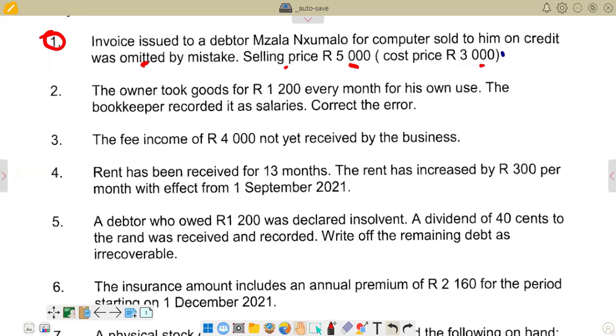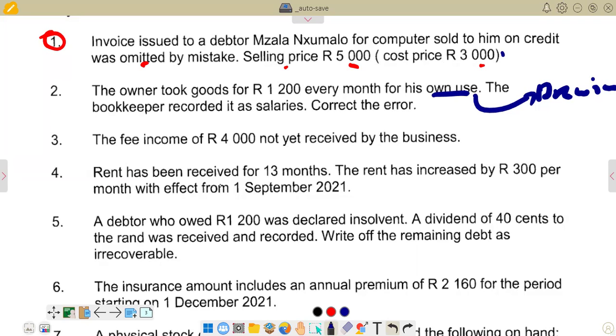So remember, anything that is withdrawn for personal use or own use, we call them drawings. So here we have got drawings. Drawings, these are goods that are taken for own use or personal use by the owner. So the expense of these goods was included in the figure for salaries and wages. So what are you going to do? We are going to calculate the total drawings that are supposed to be there for that year, and then we are supposed to subtract it from the figure for salaries and wages.